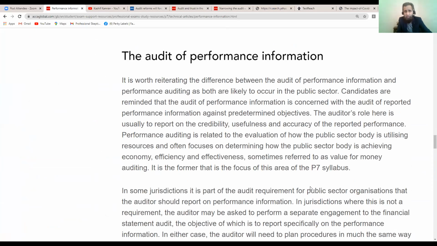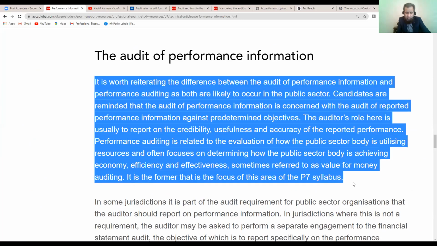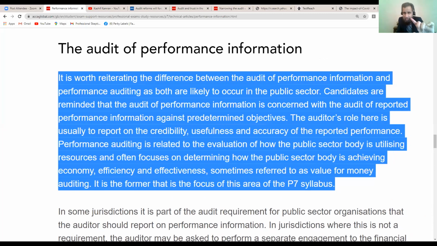Okay, can you see this heading over here, the audit of performance information in the article? Right now, try to understand what it is. I'm copying this paragraph from here to here, Control C, and I've just highlighted this paragraph in front of your screen, and I'm giving you 1 minute to read it. Start reading it, and then see how much you understood on your own before I make my own analysis. This is a crucial paragraph of this article. Start reading.